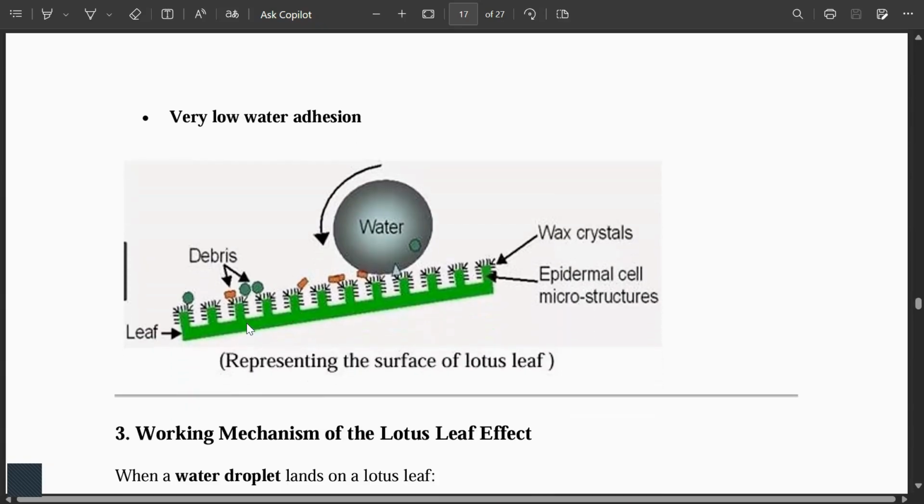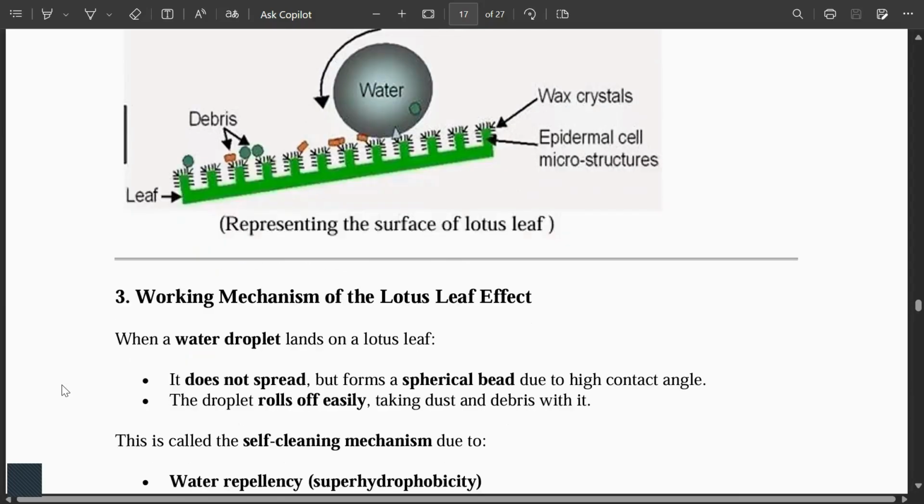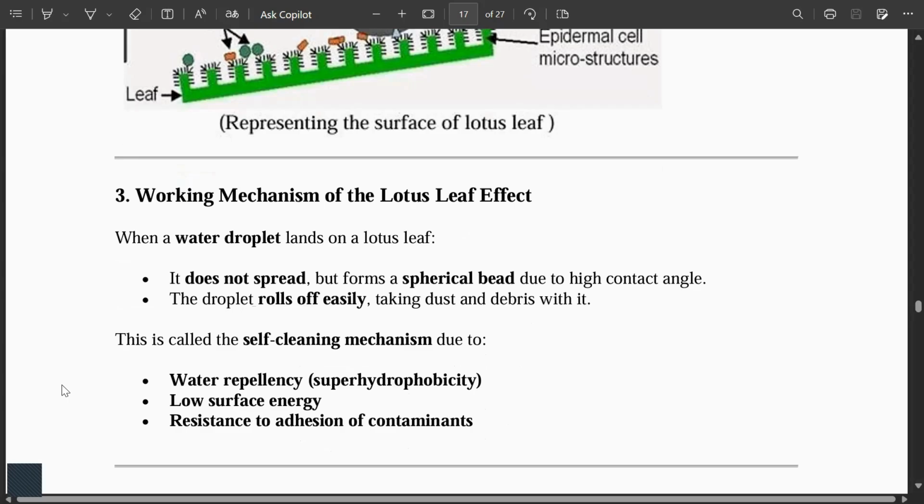See, this is the leaf. Here we have epidermal cells, microstructure. These are wax crystals. So what does it make? It makes the water roll off. Working mechanism: when a water droplet lands, it does not spread, but forms a spherical bead due to the high contact angle. This rolls off easily. While rolling off, it takes the dust. So that is the self-cleaning mechanism.